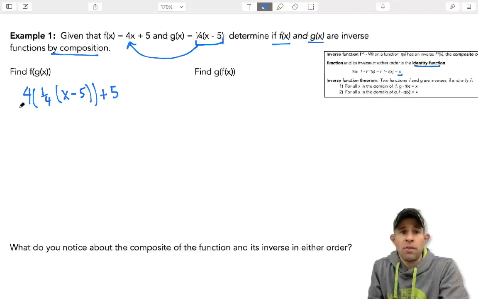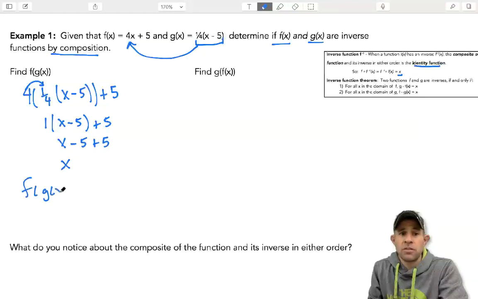Now, when we simplify this, we're going to multiply that 4 inside of the 1/4. So that's actually going to go to 1 times the quantity x minus 5 plus 5. Well, 1 times anything is just itself. So that's x minus 5 plus 5, which simplifies to just x. So we say f of g of x is in fact equal to x.